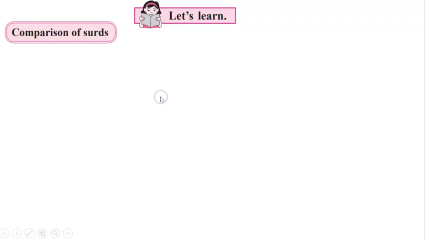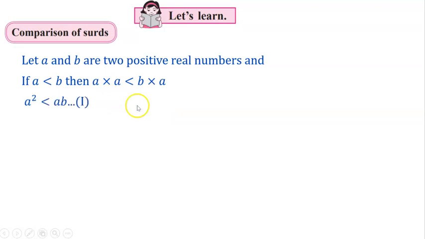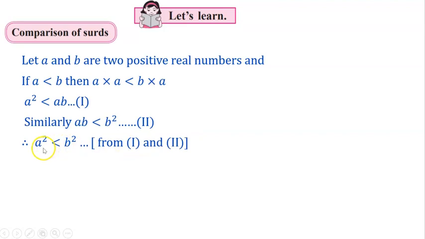Now next, comparison of surds. Let a and b be two positive real numbers, and if a is less than b, then if you multiply this inequality by a, a into a is less than b into a, which means a square is less than ab. This is the first one. And again, if you multiply this inequality by b, then ab is less than b square. This is the second one. Therefore, if a is less than b, then from 1 and 2 you will get a square is less than b square.